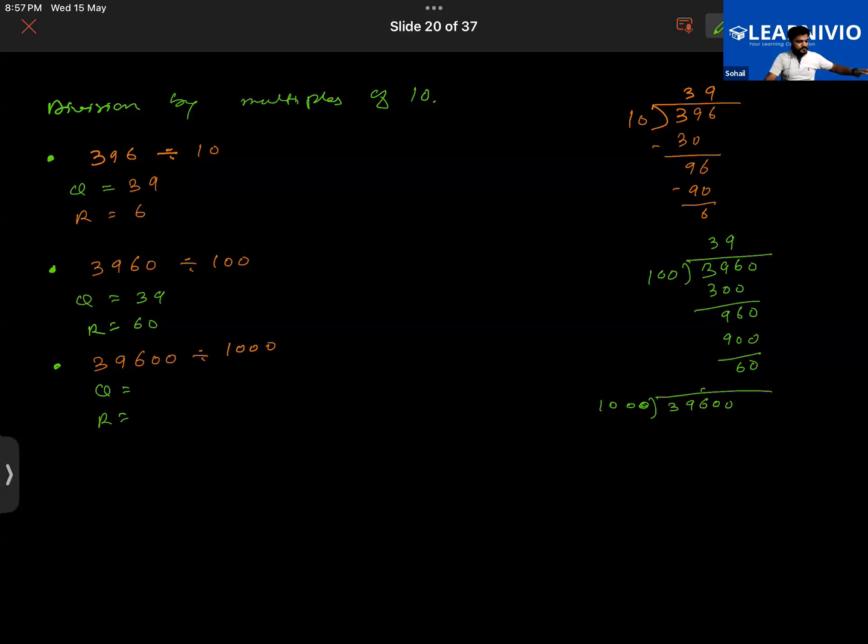The quotient is 39 and 600 is the remainder. 39 and 600 is the remainder. Sumaya, you getting the same answer? By the way, answer is correct. Habib, very good. Sumaya, what about you? Yes, I am getting the answer. Same one? Yes, the same one. Okay, very good.